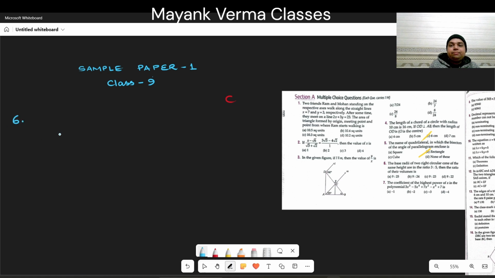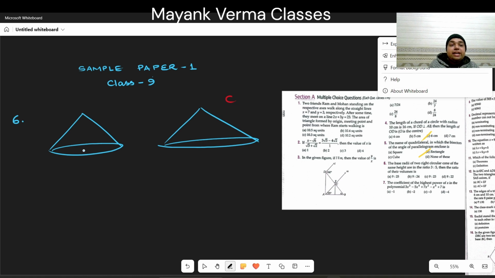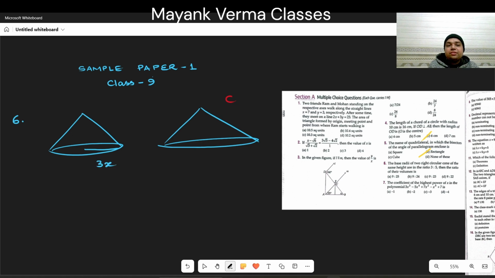Sixth, the base radii of two right circular cones of the same height are in the ratio of 3:5. So there are two cones whose heights are the same, just the ratio of the radius is given. So 3:5. 3x, this is 5x. Let's say the height will be the same. Let's say this is h, this is also h.